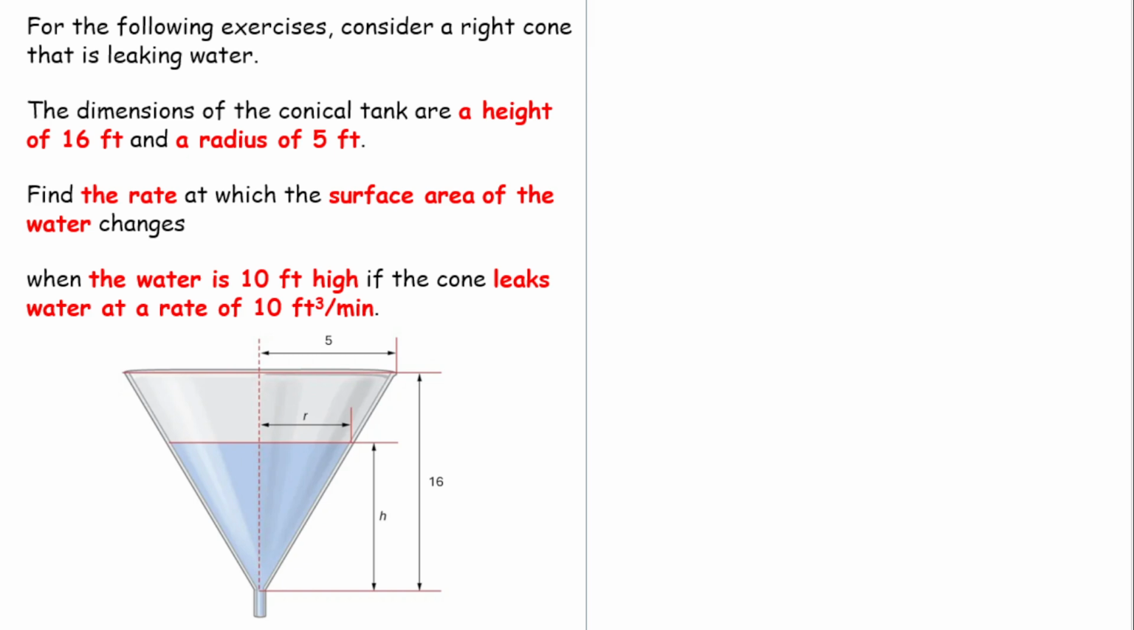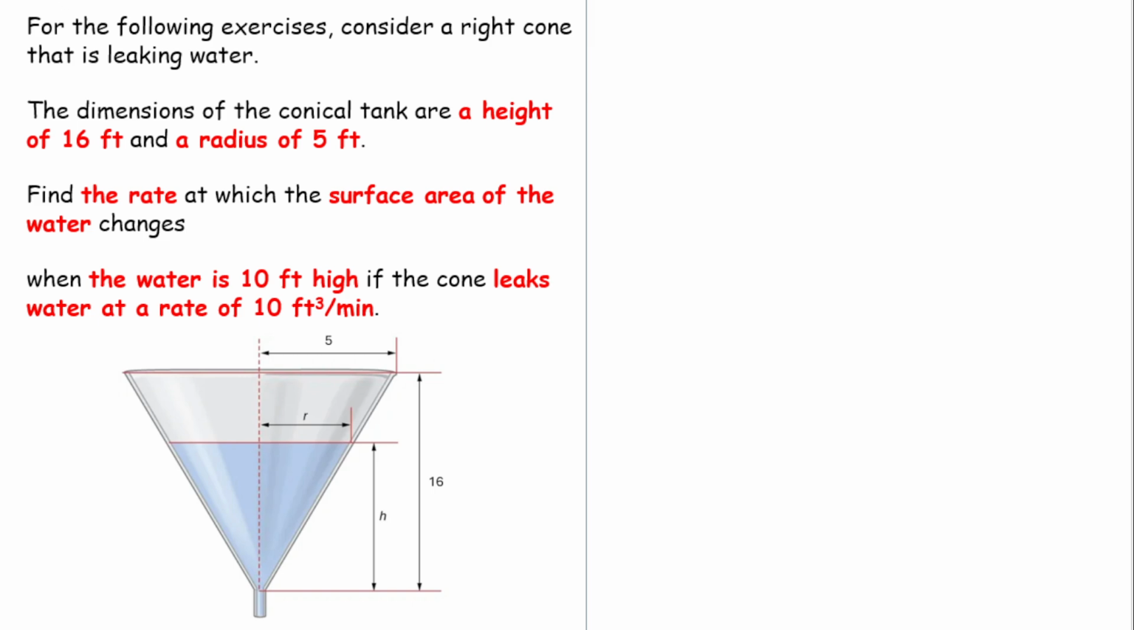For the following exercise, consider a right cone that is leaking water. The dimensions of the conical tank are a height of 16 feet and a radius of 5 feet. Find the rate at which the surface area of the water changes when the water is 10 feet high, if the cone leaks water at a rate of 10 feet cubed per minute.